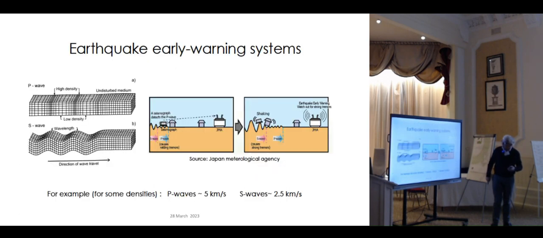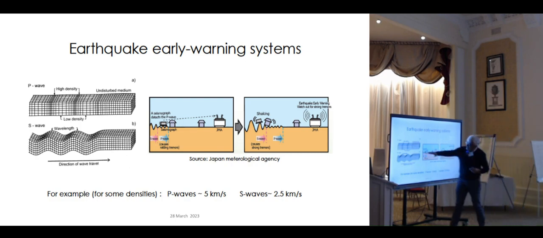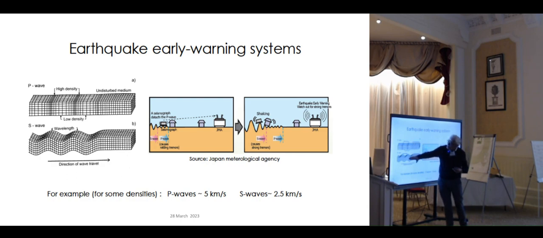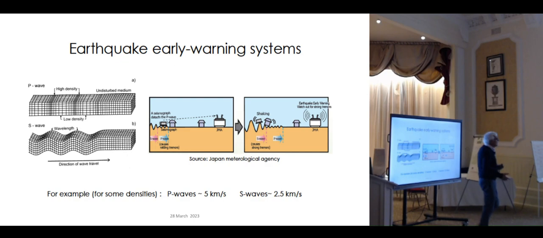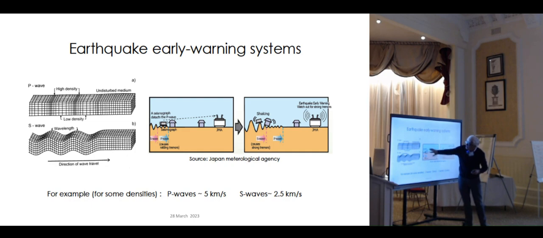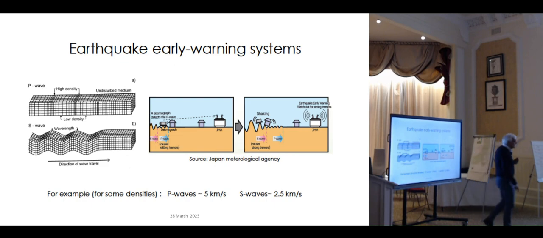For people who are not familiar with earthquake warning systems, so far they are based on the difference in velocity between P waves and S waves. As you know, P waves propagate faster than S waves. So when you have a P wave which is detected, a strong P wave, you can make an alert. And of course, if you are not too close to the epicenter, you have some seconds to take some precautions before the arrival of destructive S waves.